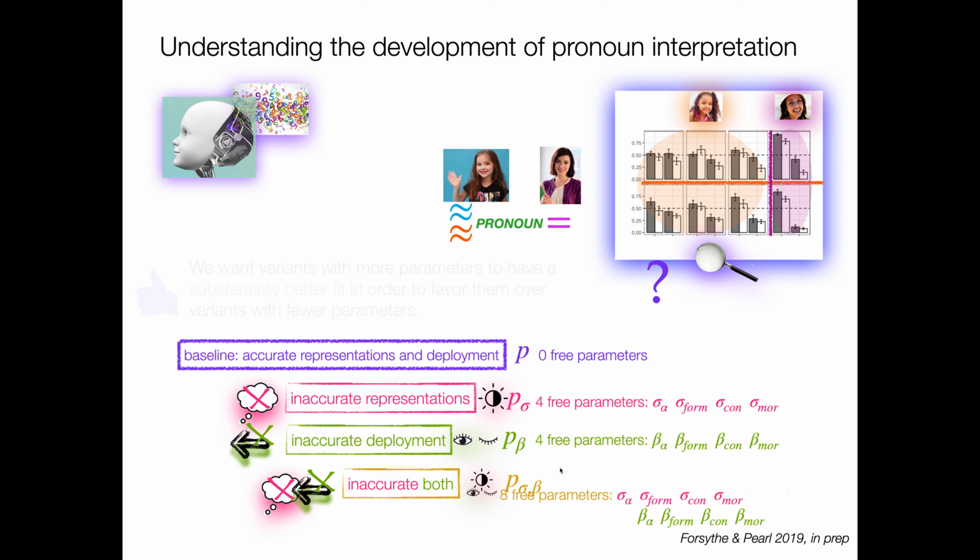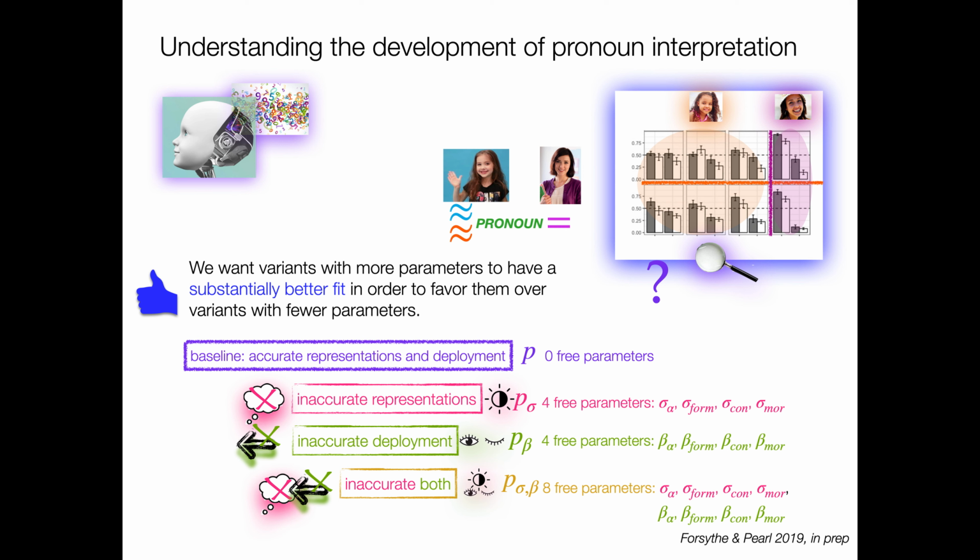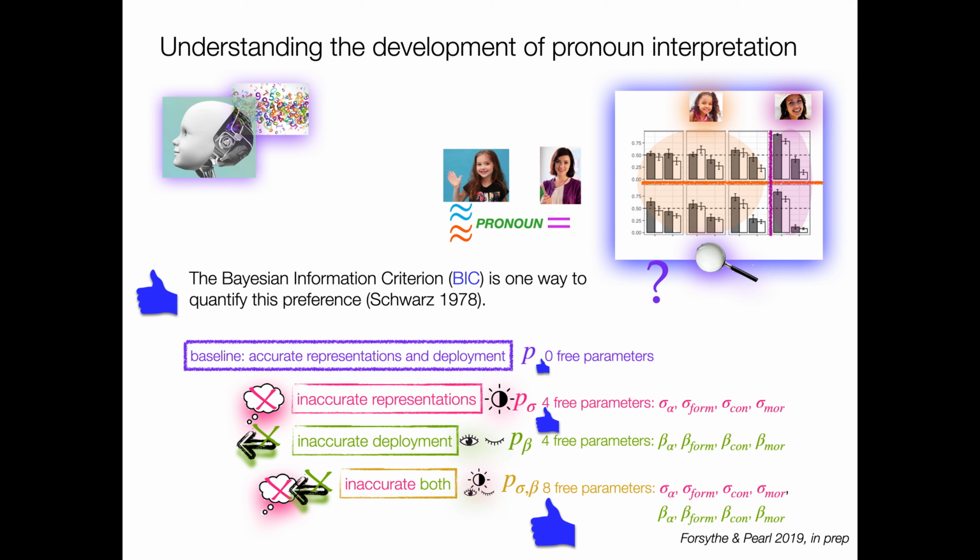So what we're looking for really is that variants with more parameters need to have a substantially better fit in order to favor them over variants with fewer parameters. So with 0 parameters, a certain amount of fit, but to favor ones that have 4, we want substantially better, and to favor the one with 8, we want a lot better, right? To balance out the number of degrees of freedom. So the Bayesian information criterion, BIC for short, is one way to quantify this preference.